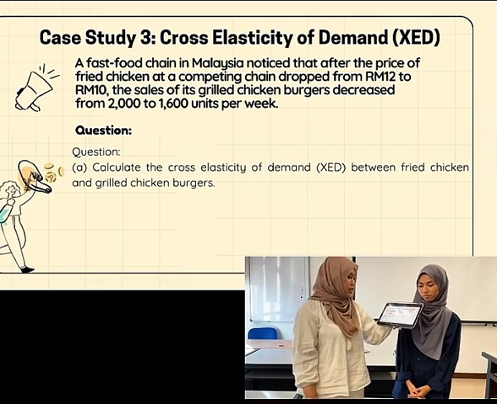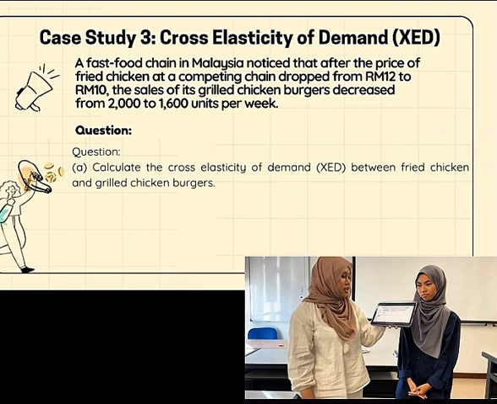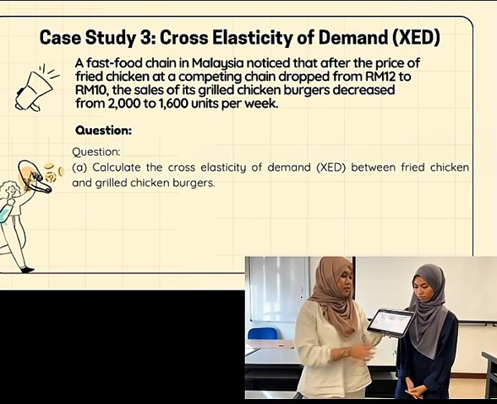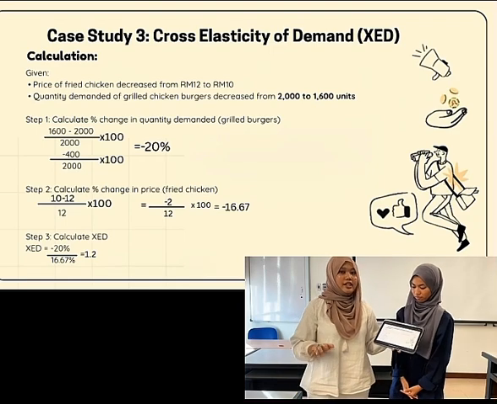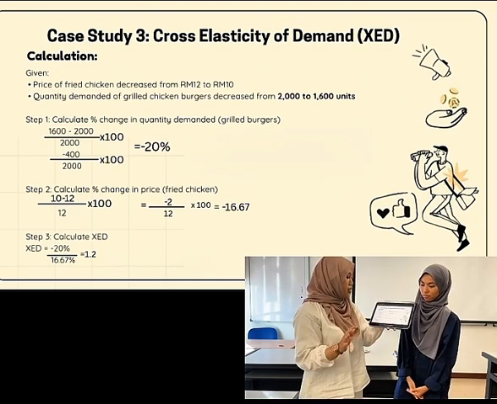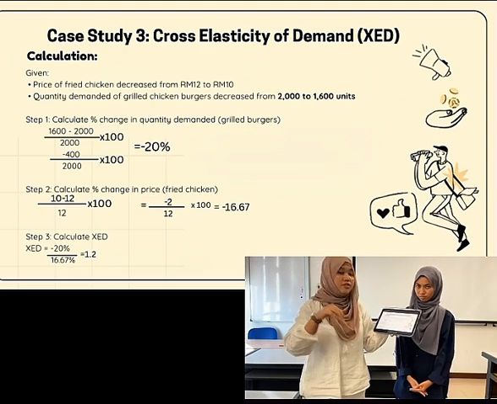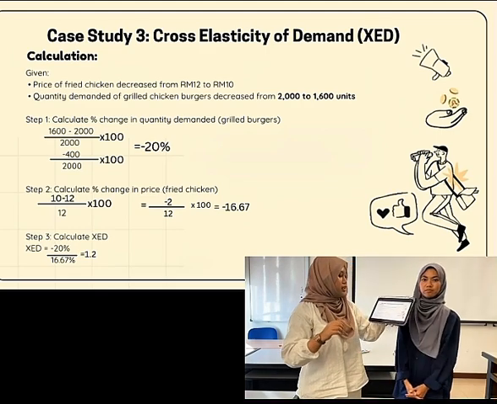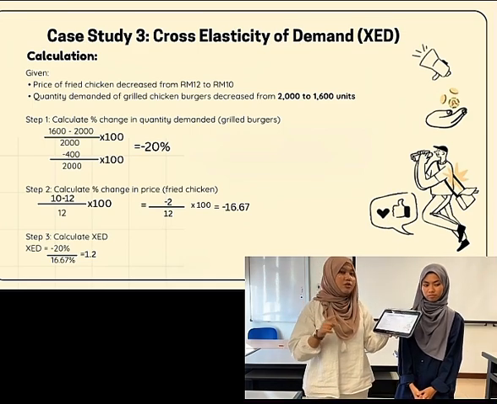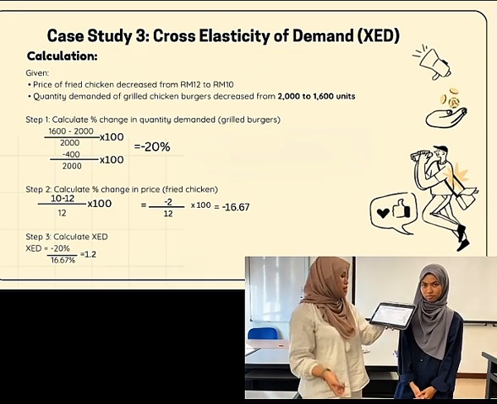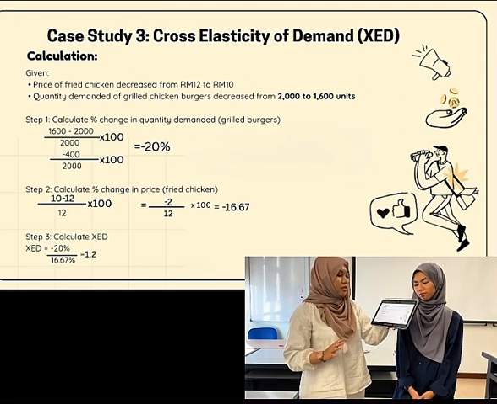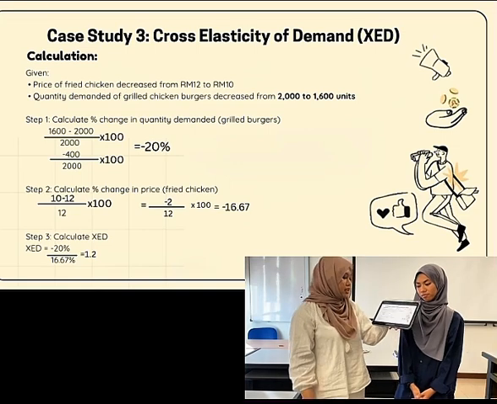So the question is, calculate the cross elasticity of demand (XED) between fried chicken and grilled chicken burgers. So the calculation is first, price of the fried chicken decreased from 12 to 10, right? And quantity demanded of grilled chicken burger decreased from 2,000 to 1,600 units. So step 1, you have to calculate percent change in quantity demanded, which is grilled burger.